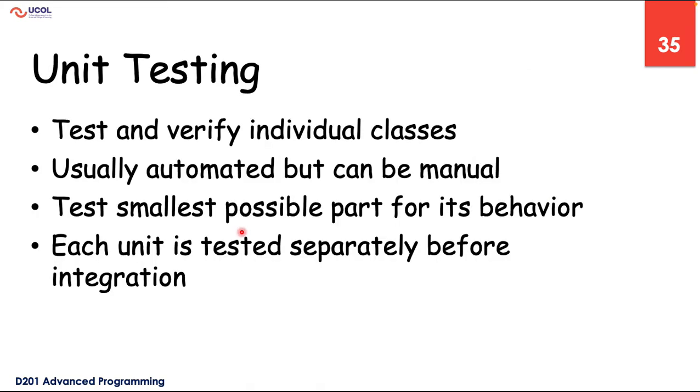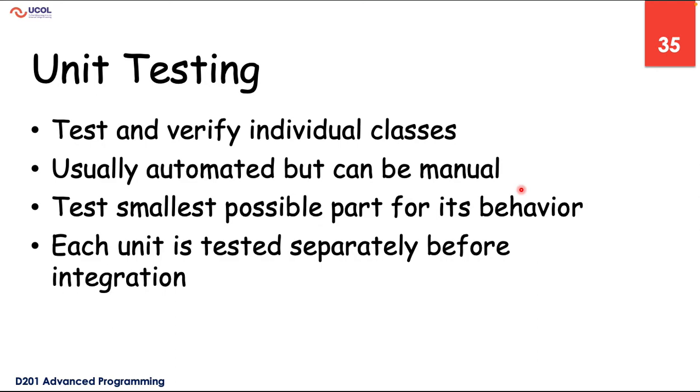So unit testing tests and verifies individual classes. Unit testing is about individual components. Like I have tested the main program, and then I have tested one method which is present. So each and every small component we are testing for its behavior and functionality. That is for individual classes, usually automated but can be manual. Of course we can do it manually, but normally when we are applying testing, we test automatically.